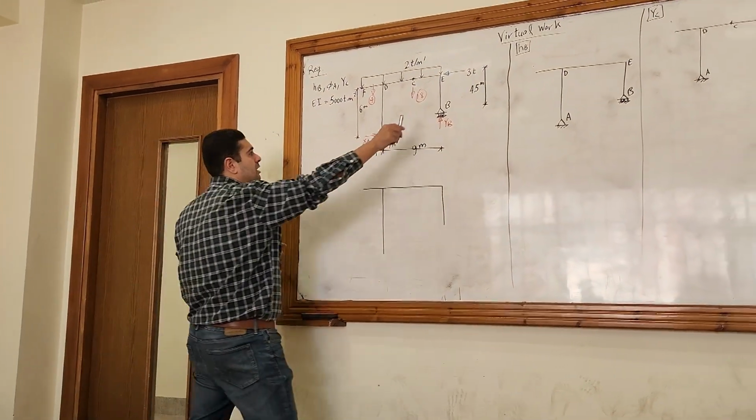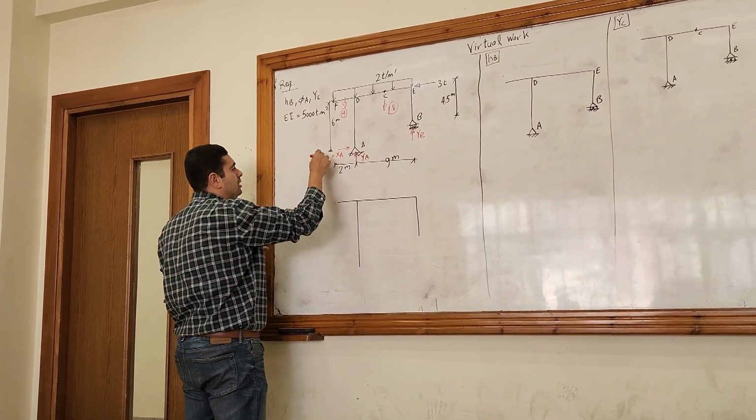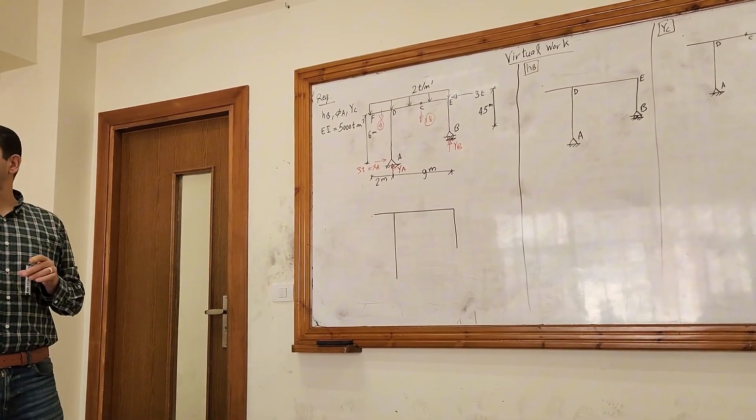Okay? I think sigma x equals 0 will be the first equation. I have 3 tons here at point E to the left. So XA has to be also 3 tons to the right. I don't have to write this equation.